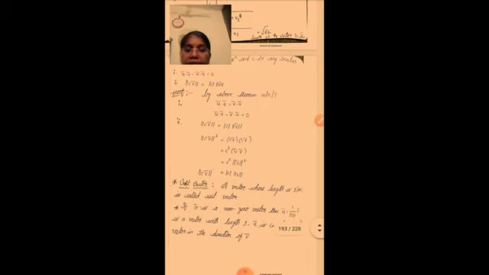So let u bar, v bar belong to R to the power of n and let c be a scalar. Then u bar dot v bar minus v bar dot u bar is equal to 0, and norm of c v bar is equal to mod c into norm v bar. Okay, and unit vector: a vector whose length is 1 is called a unit vector.